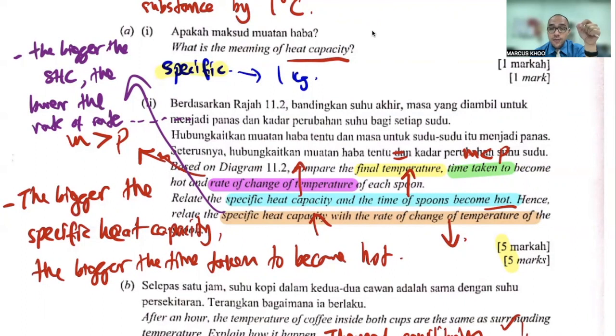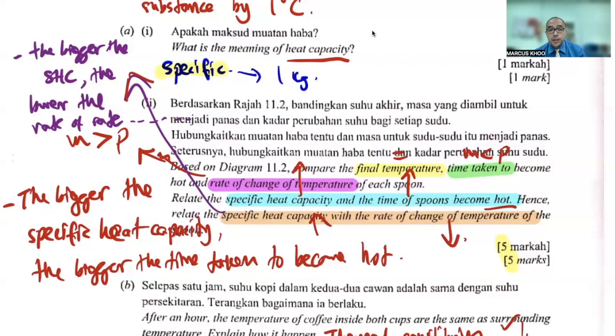And so when you relate the specific heat capacity and the time for the spoons to become hot, the bigger the specific heat capacity, the bigger the time taken for the spoons to become hot. Again, the specific heat capacity comes first. Secondly, specific heat capacity and rate. Since they are in opposition, the bigger the specific heat capacity, the lower the rate of change of temperature of the spoon. So this will be the answer for this one lah.